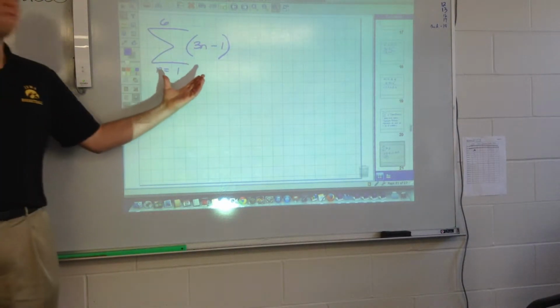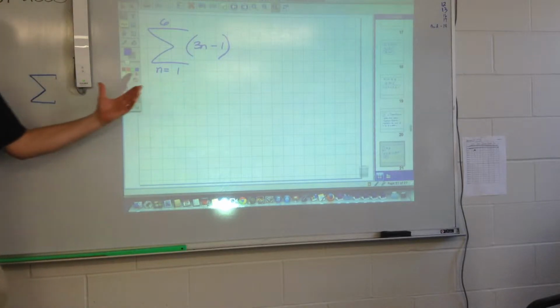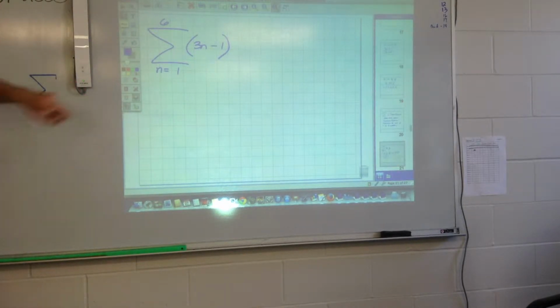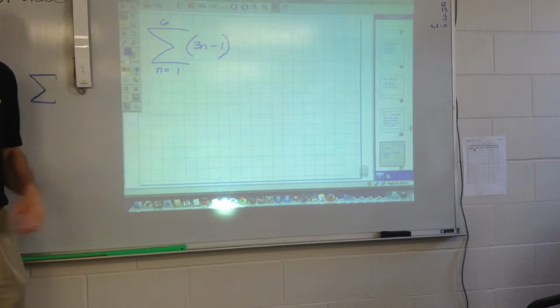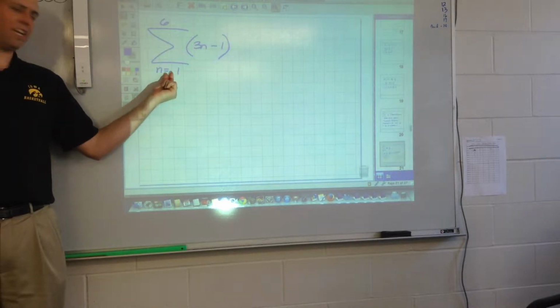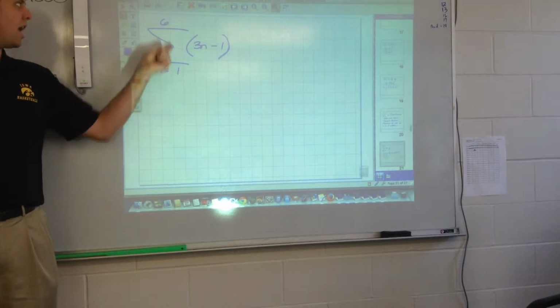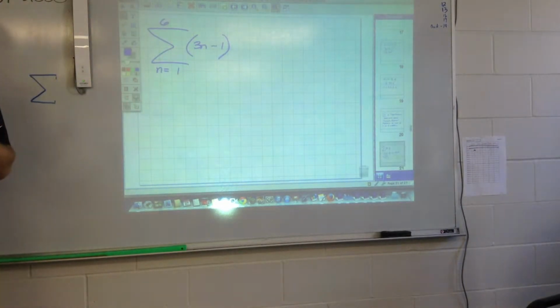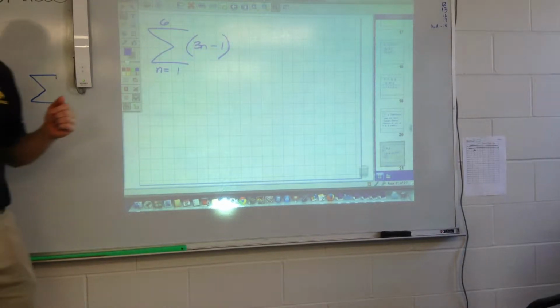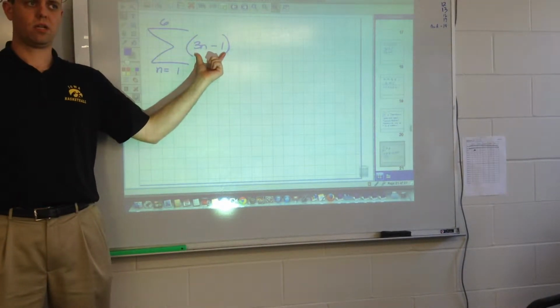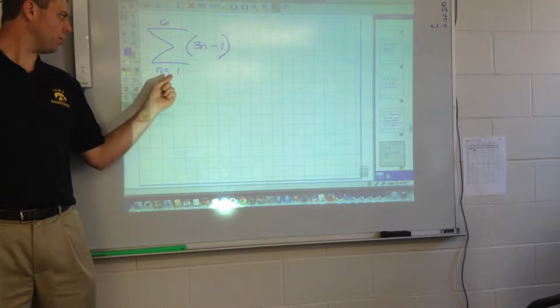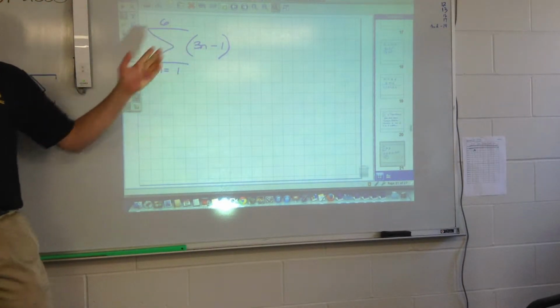Here's what a very simple problem might look like. You'll see the Greek letter sigma. You'll see a starting number at the bottom. Most of the time it's 1. Doesn't have to be. But most of the time they'll start with the number 1 down here. So this is like your starting number. And the number on top is your finishing number, or your last number. Okay? And then you'll have a rule. And this rule is where you'll plug in the numbers that it's telling you to.